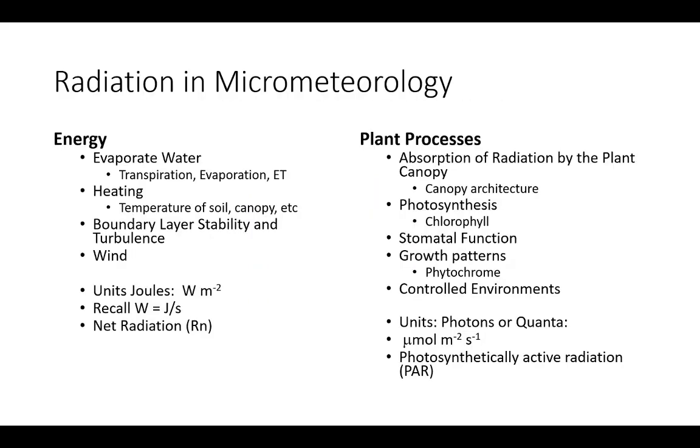So again, radiation is really important for two key reasons. One is energy. Solar radiation is providing the energy that we need to evaporate water, heat the soil. It creates boundary layer stability. Even wind is created by differential heating of the earth by solar energy, so even wind energy is solar energy. When we talk about radiation in terms of energy, we're usually using units of watts per meter squared. A watt is a joule per second, so joules of energy received on the surface per second per meter squared of land area.